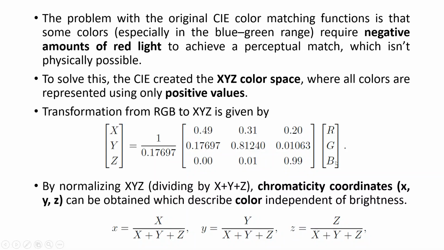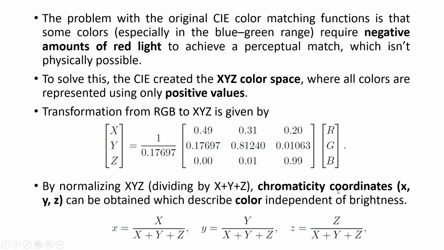So RGB wavelengths we know: 700, 400 and 500 something. On converting this to XYZ, we have to apply the matrix 1 by 0.17697 times a 3 cross 3 matrix. On applying this matrix, we get the RGB value into XYZ. This will convert the negative value into a positive value. RGB may contain negative values, but XYZ only contains positive values.